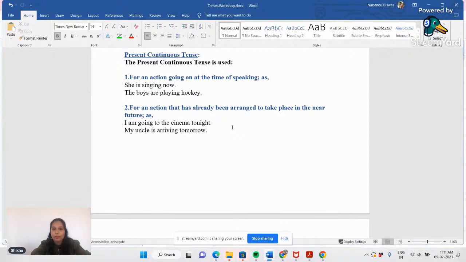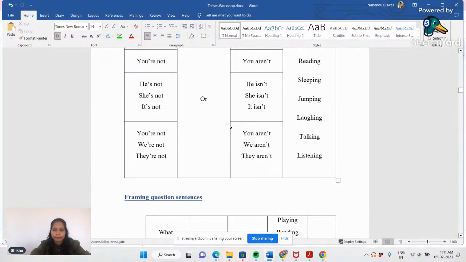Isn't it? So how will you frame the sentence? Like, I am going to the cinema tonight. Why are you saying I am going to the cinema tonight? Because you have already planned for it. But if you say I will go to the cinema tonight, that means you are not sure whether you will go or not. So this is the difference between these two tenses, right?